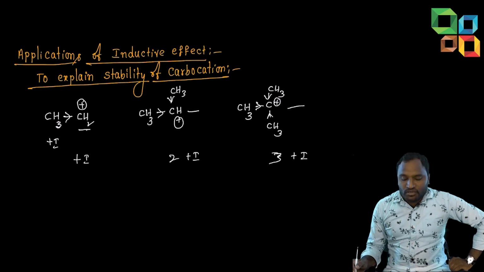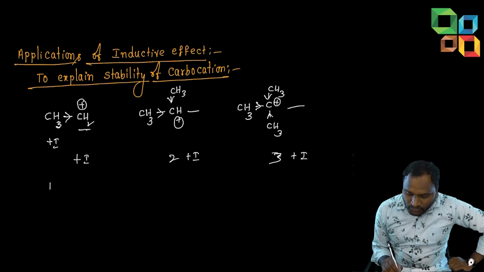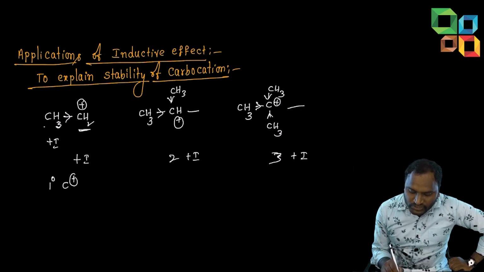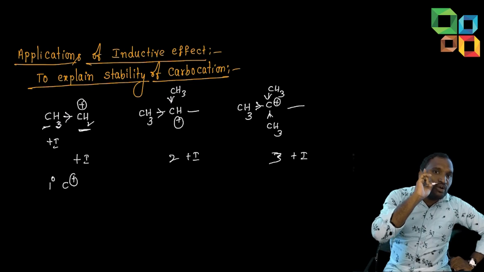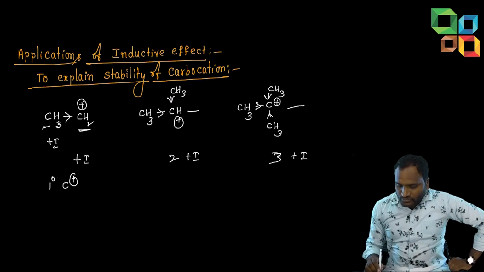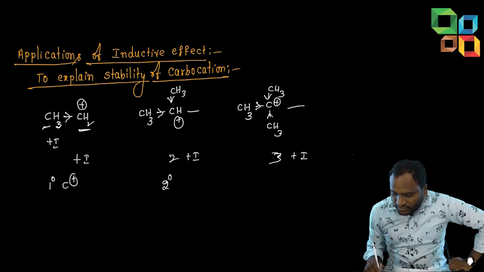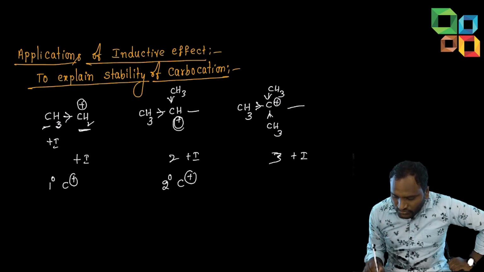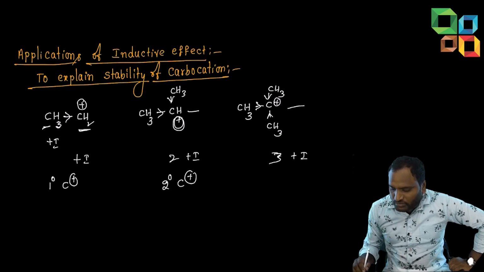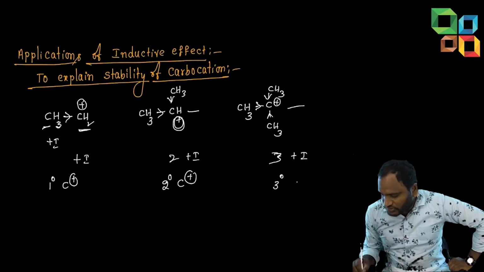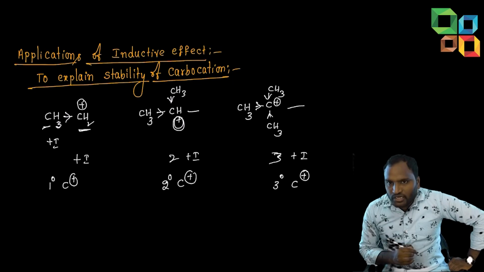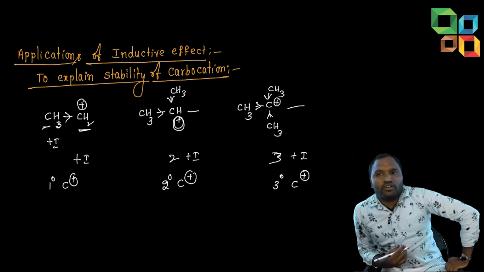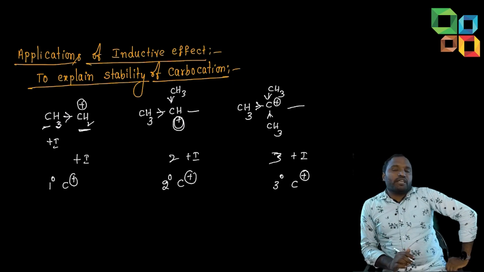Understood? Now this is called primary carbocation. Why do we call it primary carbocation, students? Positively charged carbon is connecting with only 1 carbon. This is called secondary carbocation, because the positively charged carbon is connecting with 2 carbon atoms. This one is tertiary carbocation. Which is more stable now, out of primary, secondary and tertiary? Tertiary.